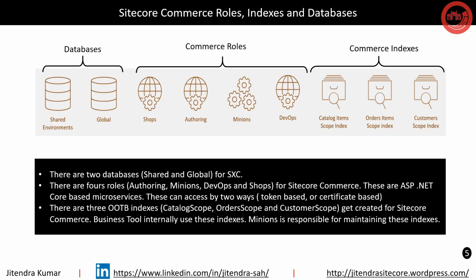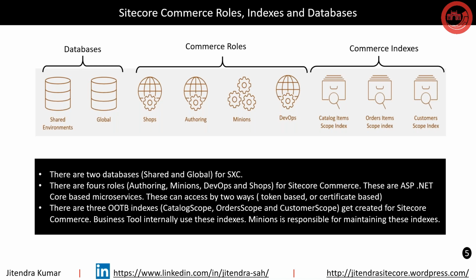Then we have the commerce roles. On a high level, we have the SOAP, authoring, minions, and DevOps. SOAP, I already told you, is being used for the CD, and authoring, minions, and DevOps are being used on the CM instances.